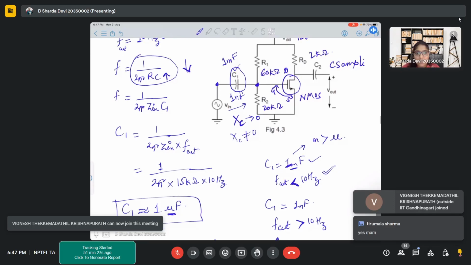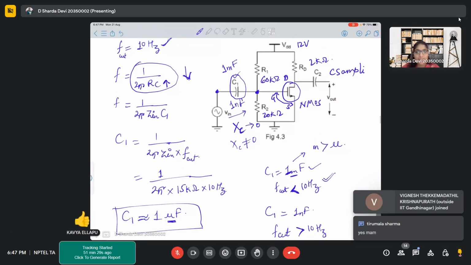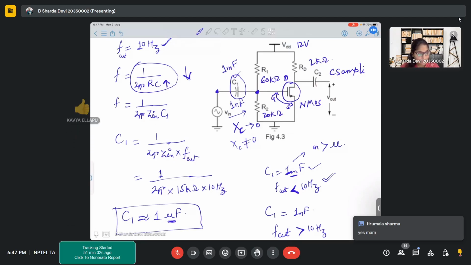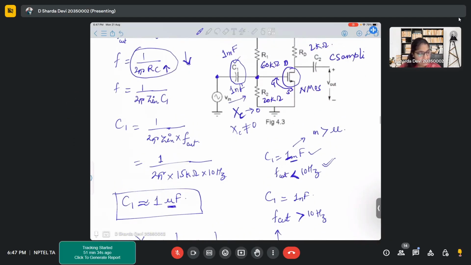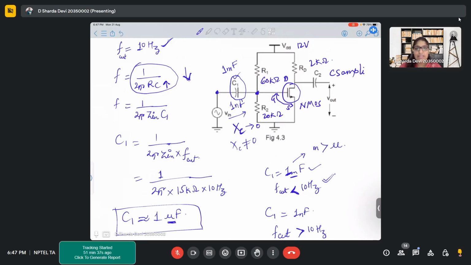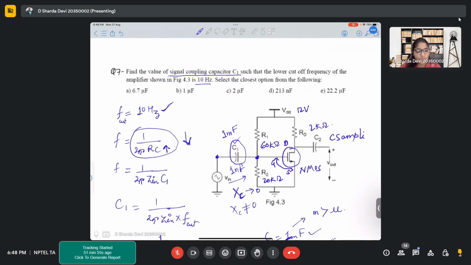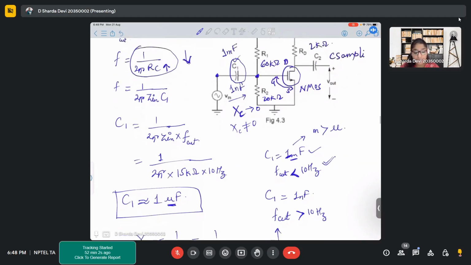So did you understand what I mean? Can you please repeat once? Yeah. So see, what we said is that we are changing the capacitance. We are fixing the input signal frequency to 10 hertz, right? We are changing the value of C1 to 1 millifarad and 1 nanofarad. We have found out that for 1 microfarad, your signal passes properly, and it was mentioned in your question as well that it appears as a short circuit.